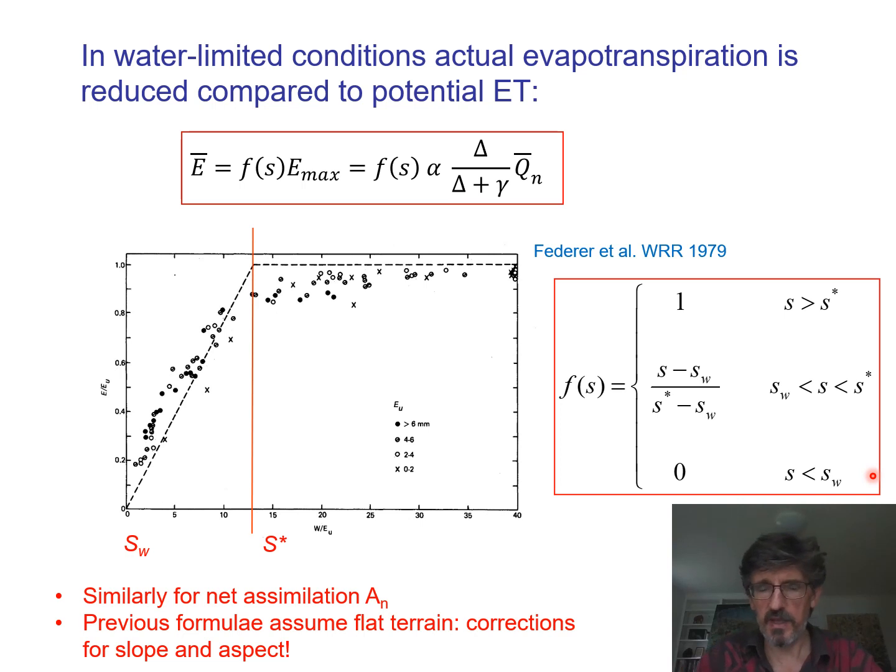A similar behavior can be used for net assimilation, piecewise, the same way, up to S star and 0 at S wilting.